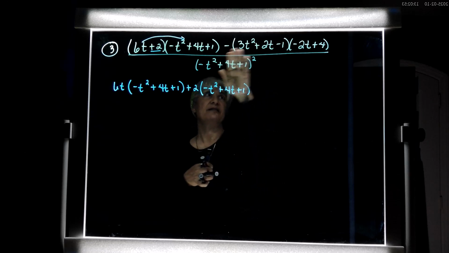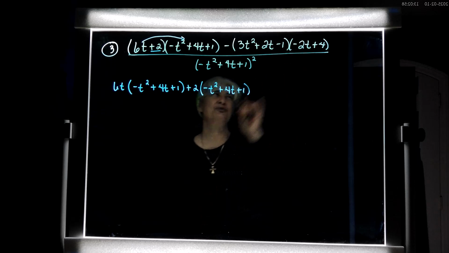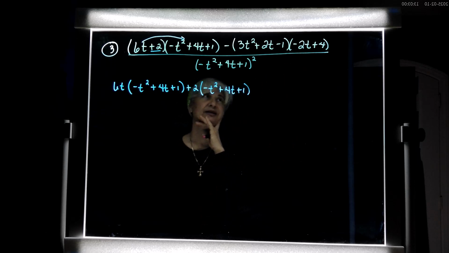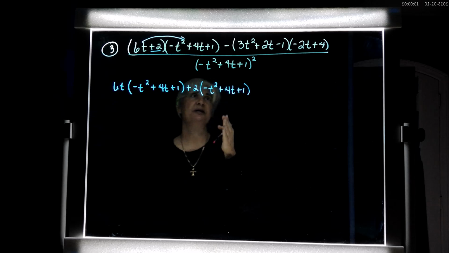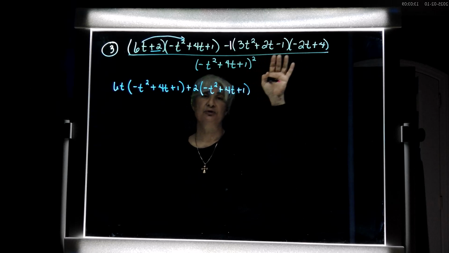Okay, and now I've got this subtraction problem. Okay, but there's a lot of distribution going on there also, right? Okay, so bear with me. You know as well as I do that this is technically a -1 being multiplied and then being multiplied.